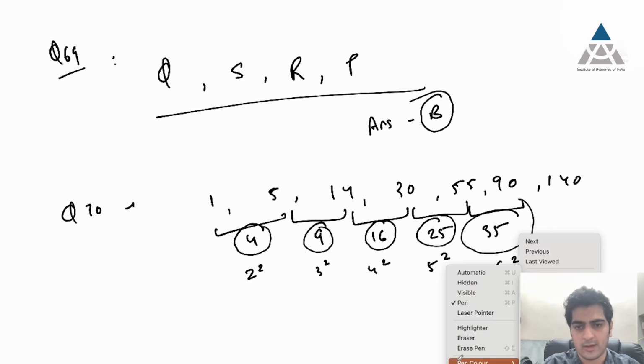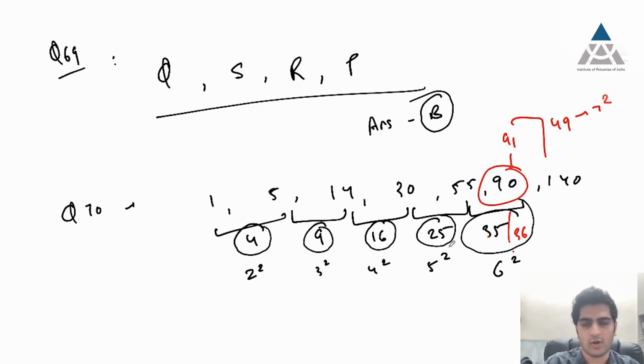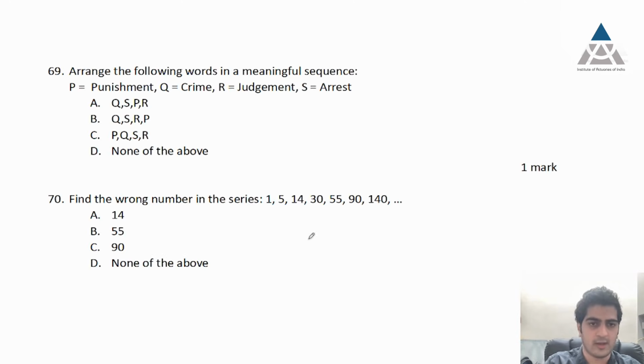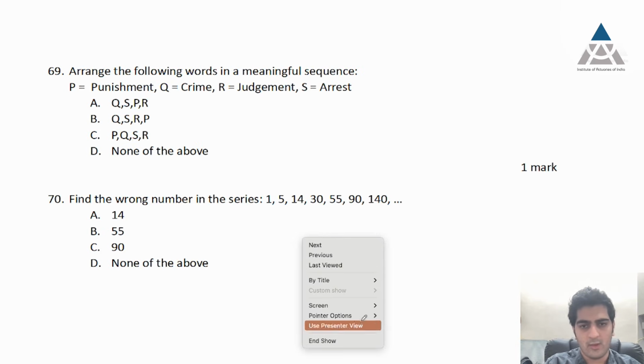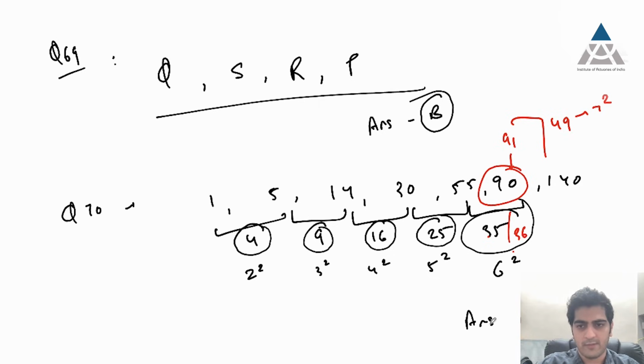So let's try and create that alternate series. If this was 6 square, this would be 36, which means this would be 91. And then the next difference between 91 and 140 would be 49, which is nothing but 7 square. So we can clearly see that this difference is wrong, which means this is the wrong number. So 90 is definitely the incorrect one, which means the answer is option C, which is 90. It should be 91.